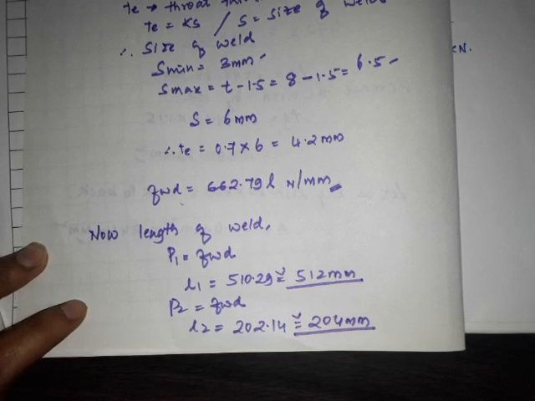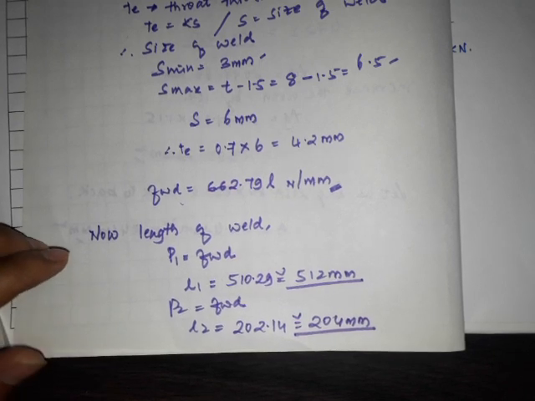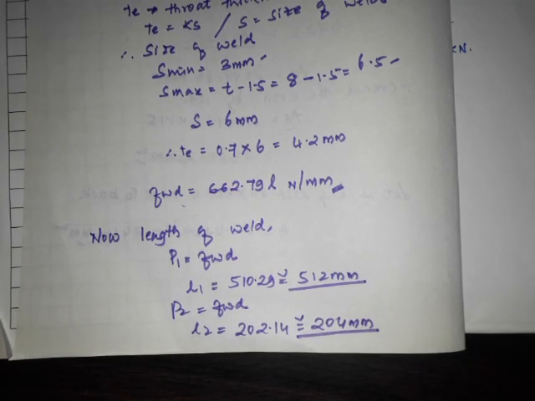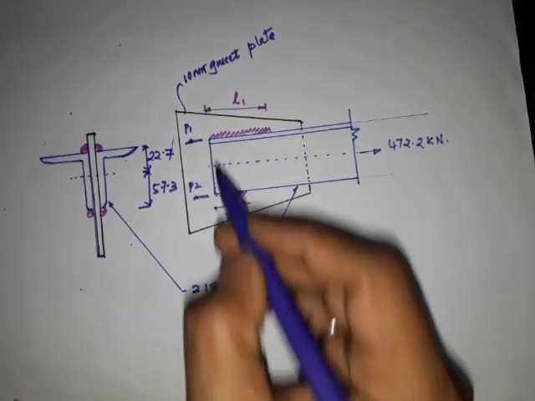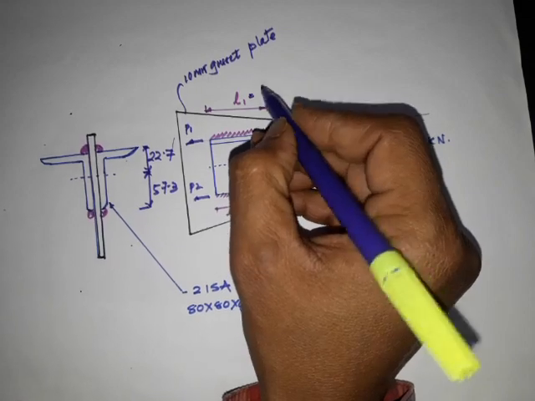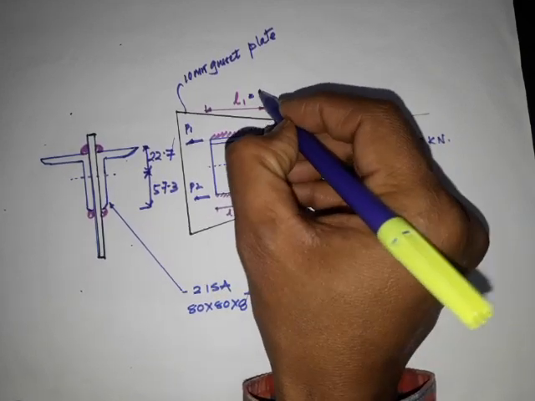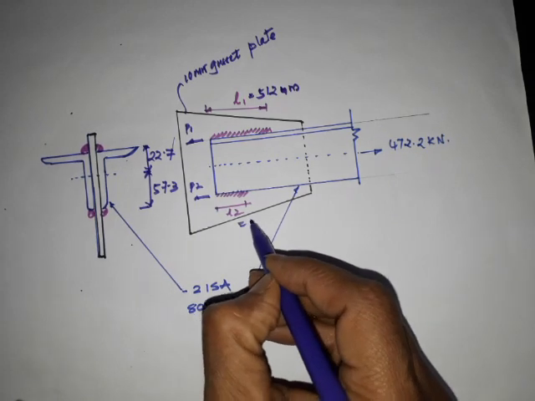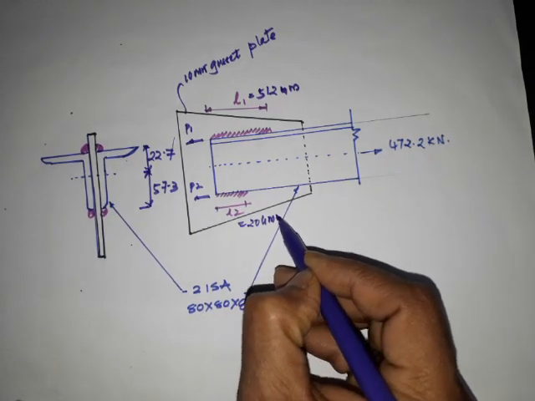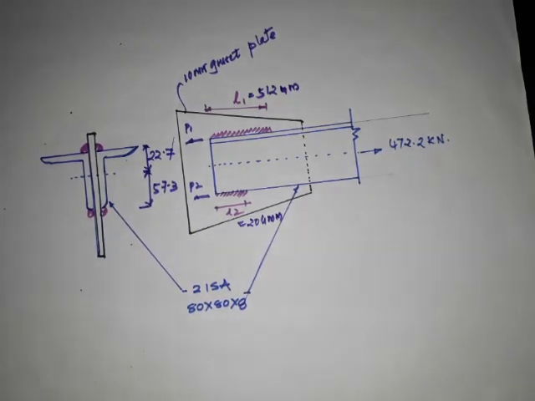So we'll represent the same in the sketch that we already have. So here we have, okay, we got L1 that is 512 mm and L2 is 204 mm. So this is regarding the selection of area, selecting the section from the steel table, and the connection details.